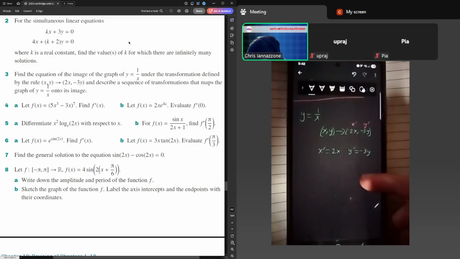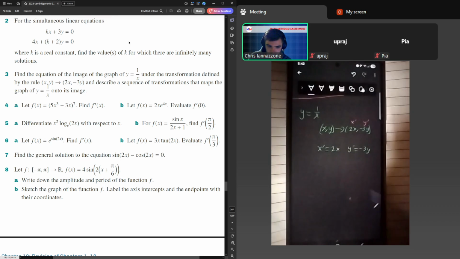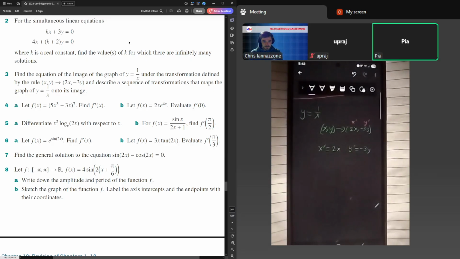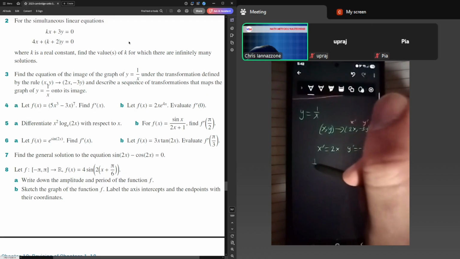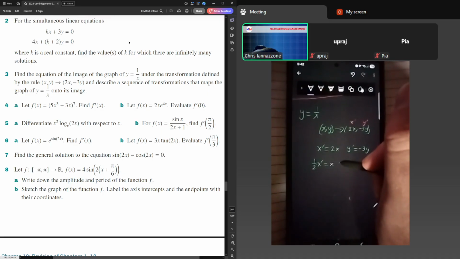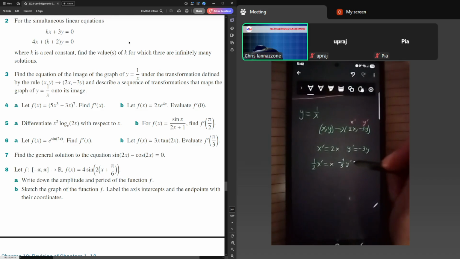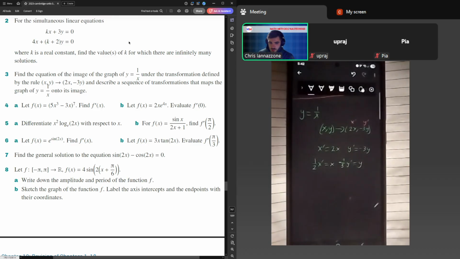Does anyone remember the next step once you have x dash, y dash, if you want to apply this? Don't we transpose so that it would be y and x? That's exactly what we do. So that's going to get half x dash equals x, and then negative 1 over 3 y dash is equal to y. Nice. All right, what do we do once we've transposed?